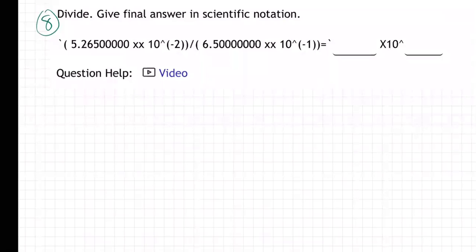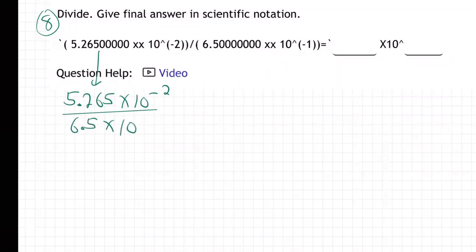Okay, so number 8 here, 5.265. I don't need all those zeros. Times 10 to the minus 2 over, what's the other number? It is 6.5 times 10 to the minus 1. All right, so what do we do?